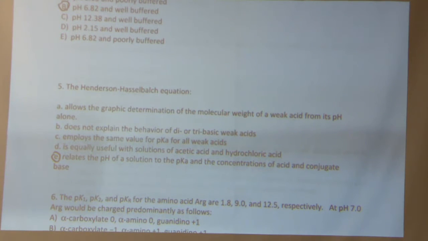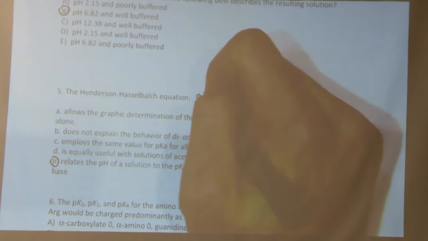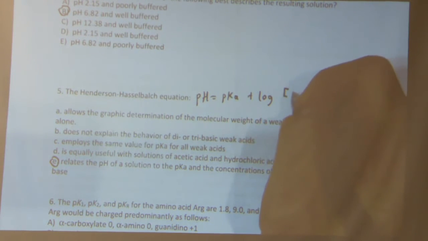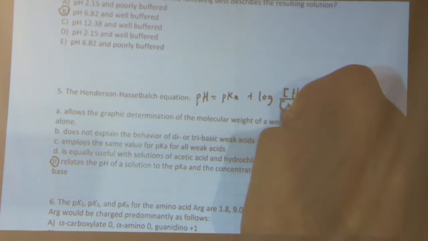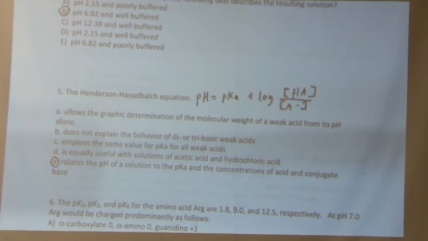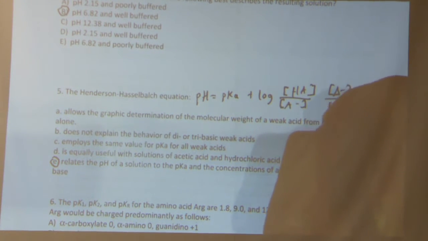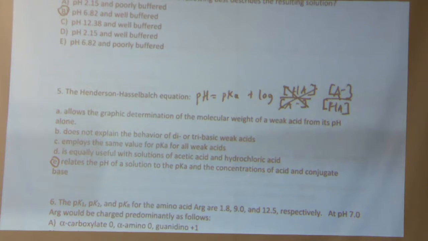So what's the equation for Henderson-Hasselbalch? So HA over A-? Or is it the other way around? Other way around? So conjugate base over acid. Oh. Does everyone agree? Cool.